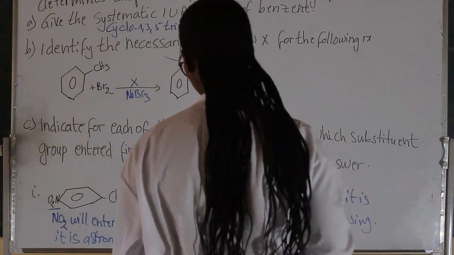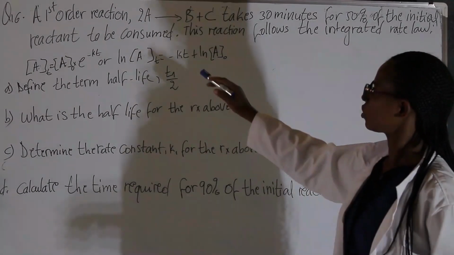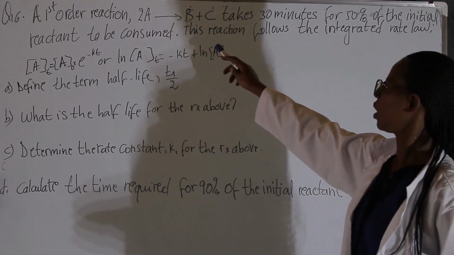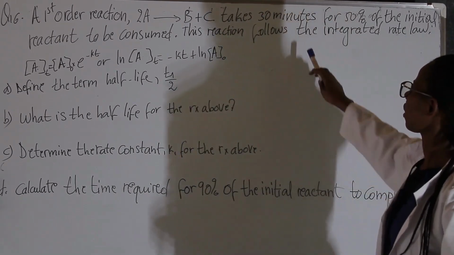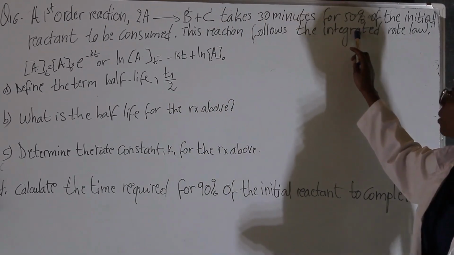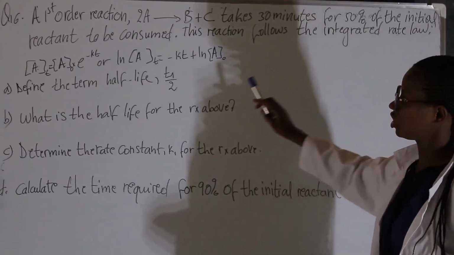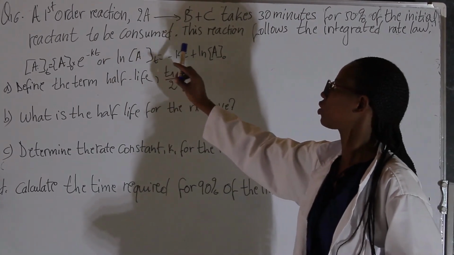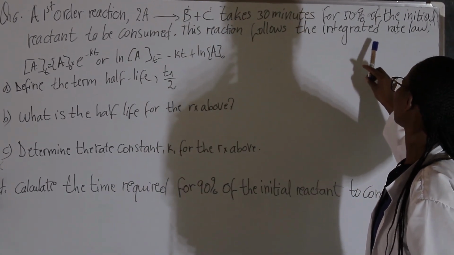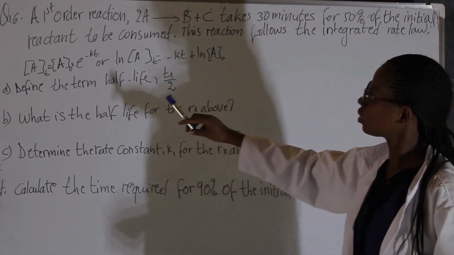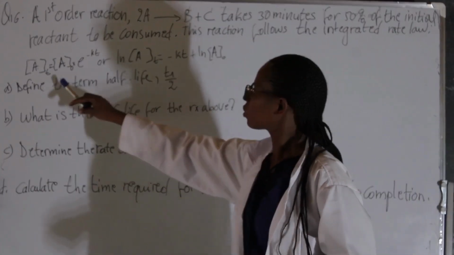Then let's move to the next question. The first order reaction 2A produces B plus C. It takes 30 minutes for 50% of the initial reactant to be consumed. This reaction follows the integrated rate law, which is this one.